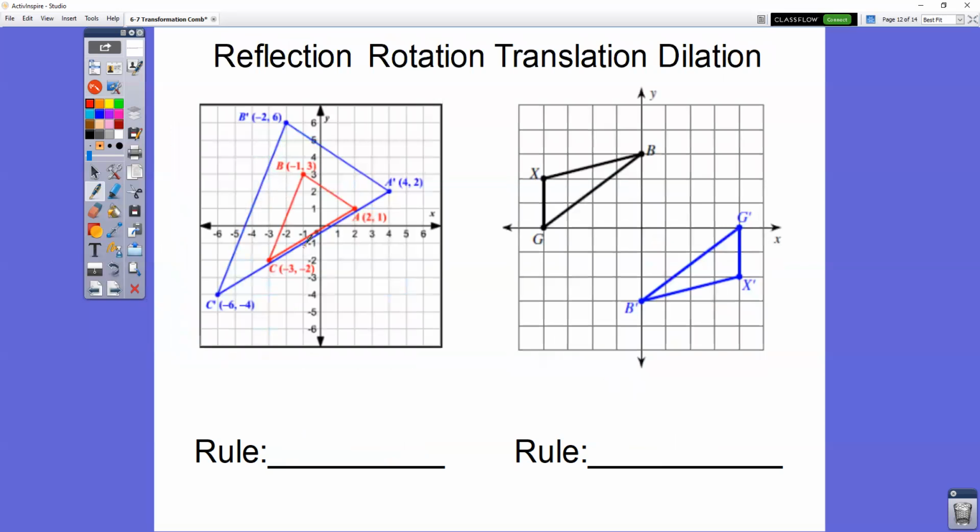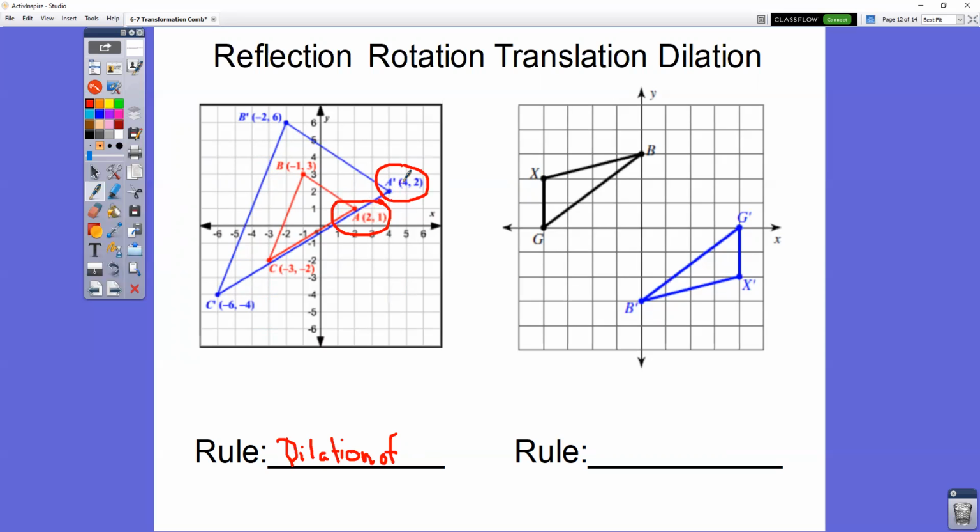Let's do 2 more. All right. I think the dilations are sort of the hardest one. You can figure out that it's a dilation right away because it's the only one that gets bigger or smaller. But figuring out the "of" part is a little bit more challenging. So again, you don't have any horizontal or vertical lines here, so I would look at the coordinates. I'm going from (2, 1) to (4, 2).